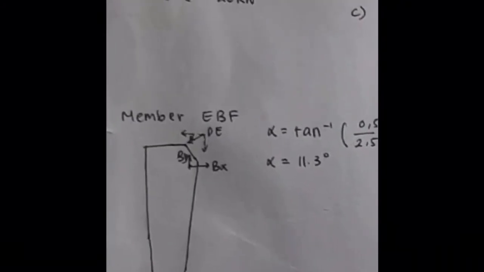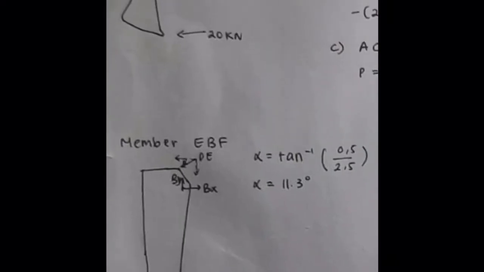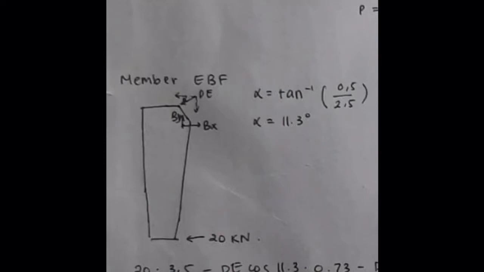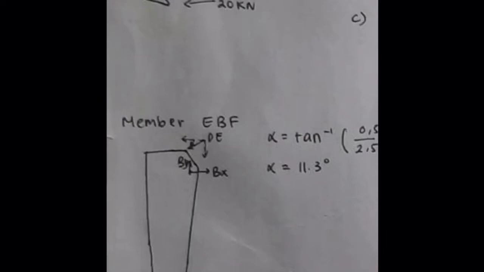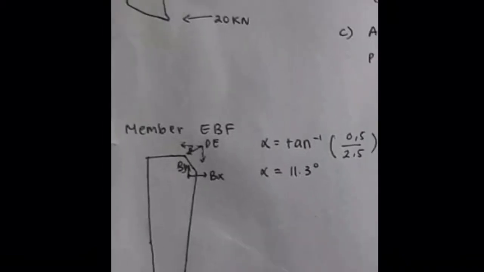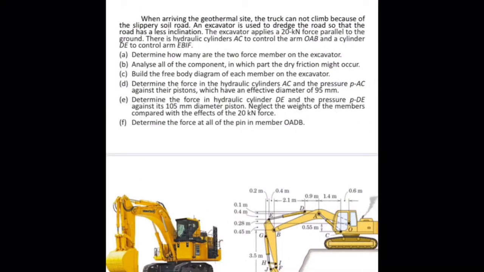Then we cut the section of the member EBF. It will be like this, because DE is the two force member, and the other joint will have By and Bx, and of course the 20 kilonewtons right here. The next question is to determine the force in the hydraulic cylinder AC and the pressure PAC against its piston, which has an effective diameter of 95 mm. Determine the hydraulic cylinder DE and the pressure PDE against the 105 mm diameter piston. Neglect the weight of the members compared with the effects of the 20 kilonewton force. Determine the force at all of the pins at O, A, D, and B.